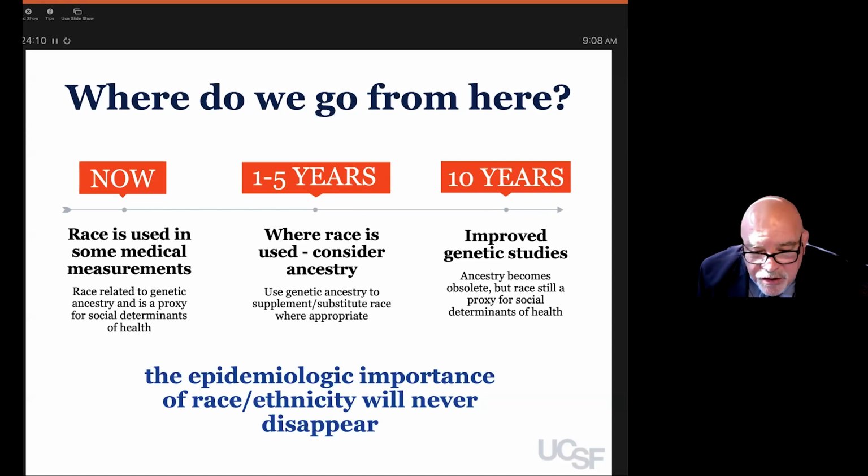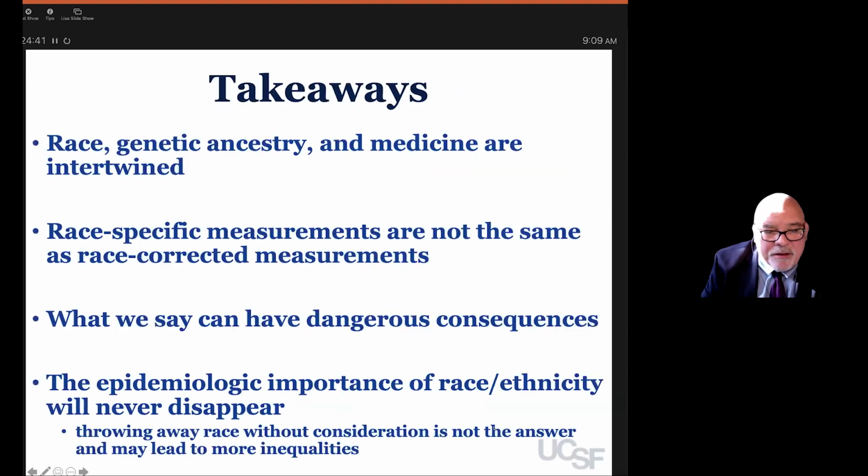Where we're going in the future is that we predict that ancestry will become obsolete, in that race will still be a valuable proxy for social determinants of health. But I contend, and we recently published this in a New England Journal on the day of the insurrection, January 6th, that the epidemiologic importance of race and ethnicity will never, ever disappear. It is a valuable construct that captures social determinants of health throughout your life.